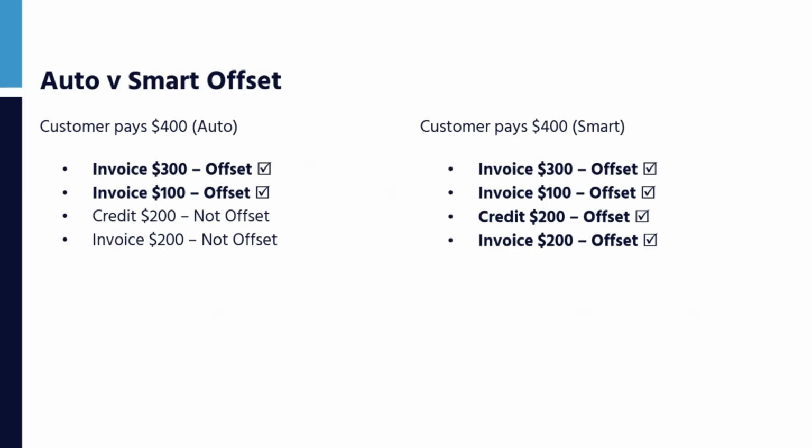Whereas the smart offset has a look and says, okay, what's the balance of the account and how much of this balance can we pay off through the offset process? It's smart enough to go, even though it could do that with the first 2 invoices like the auto offset does, it has a look on the other side of the ledger as well and says, okay, there's a credit there as well. Let's just sweep them all up and do that offset. So that's the difference between auto and smart offset.